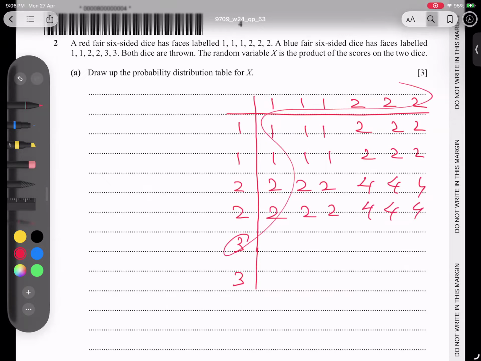Now 3 multiplies all the numbers. So 3 ones are 3, 3 twos are 6, and 6. So 3, 3, 3, and 6, 6, and 6. So this is done, students, not hard at all, alhamdulillah.